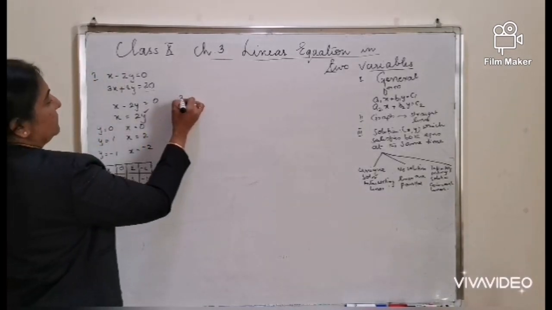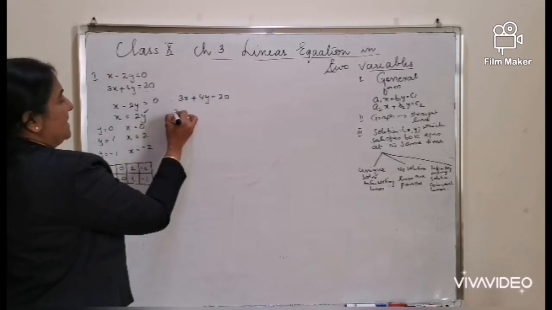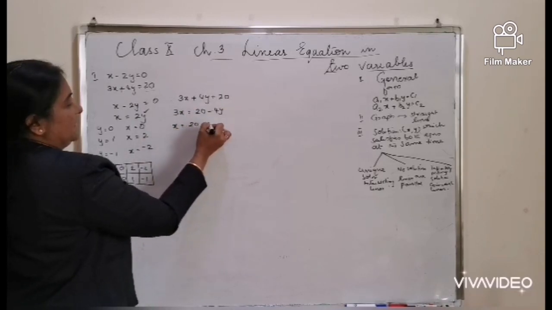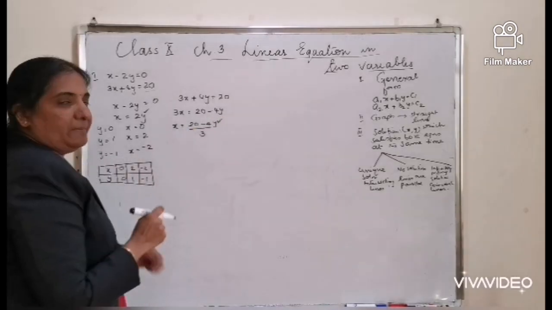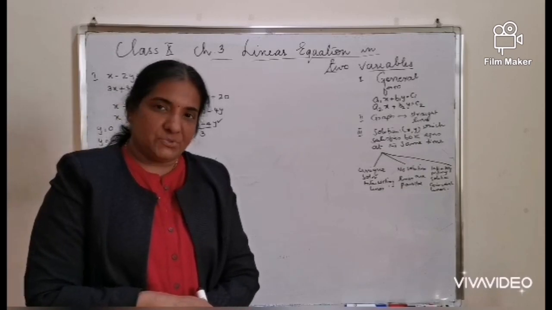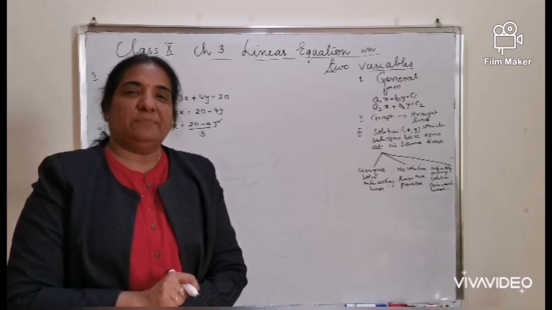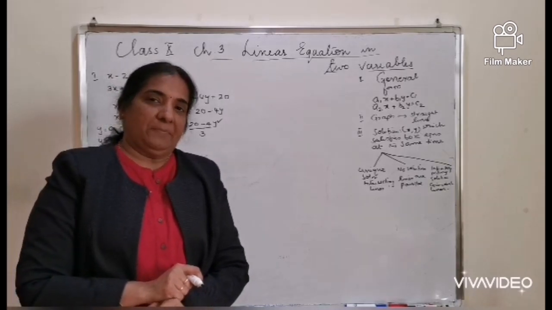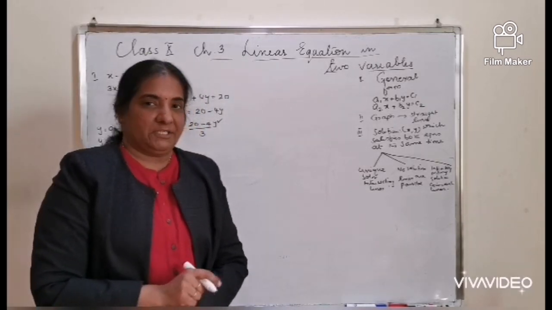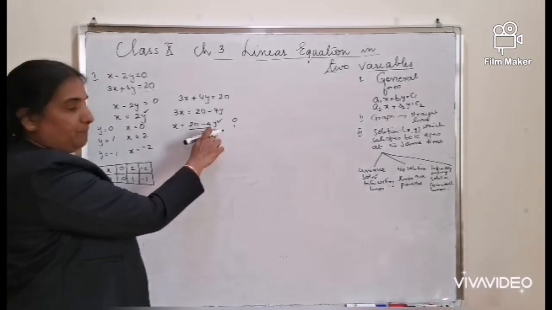The second equation: 3x plus 4y is equal to 20. 3x is equal to 20 minus 4y. x is equal to (20 minus 4y) by 3. The method is: give values for y in the order of 0, 1, minus 1, 2, minus 2, etc., till you get a whole number, because whole numbers are easy to plot on the graph paper. I can explain an easy method after getting the first point. The first point is by trial and error. You give the value of y as 0.